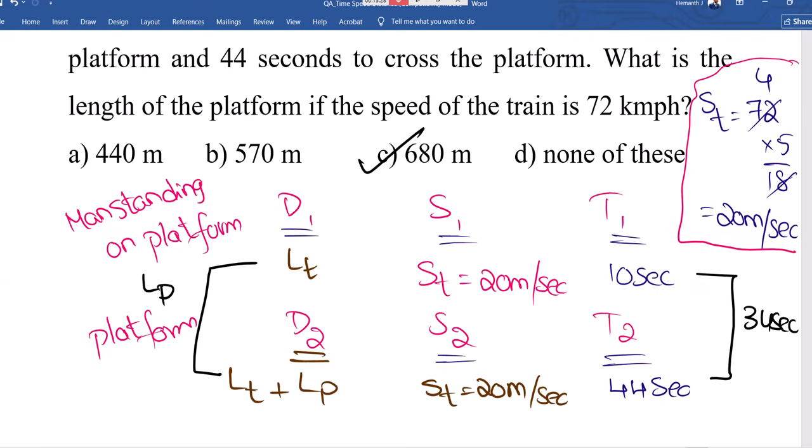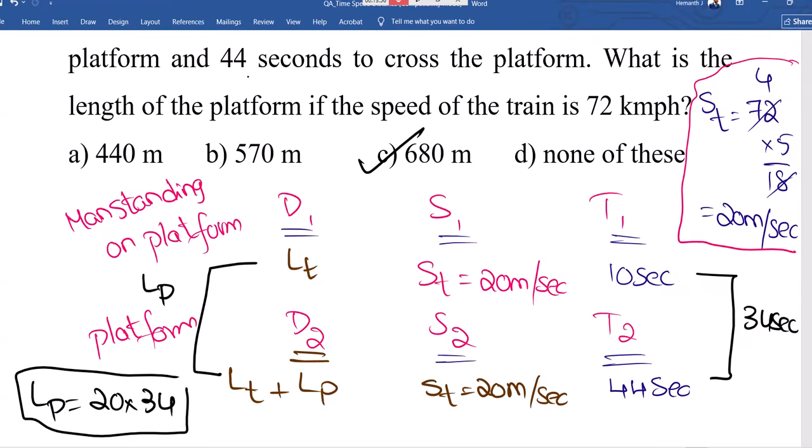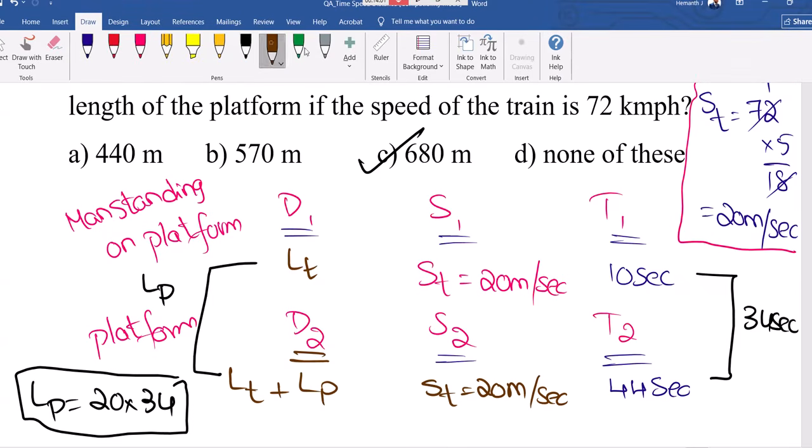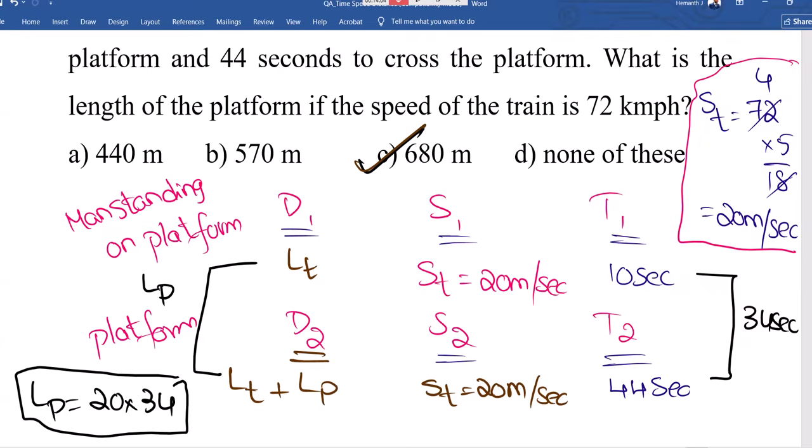Sir, you are not calculating the length of the train. They did not ask that, right? Why should I waste my time in the exam? The extra time of 34 seconds is to cover the platform length. The train is traveling at 20 meters per second. Speed is 20, time is 34. This will give 680 meters. That's option C, 680 meters. Got it?